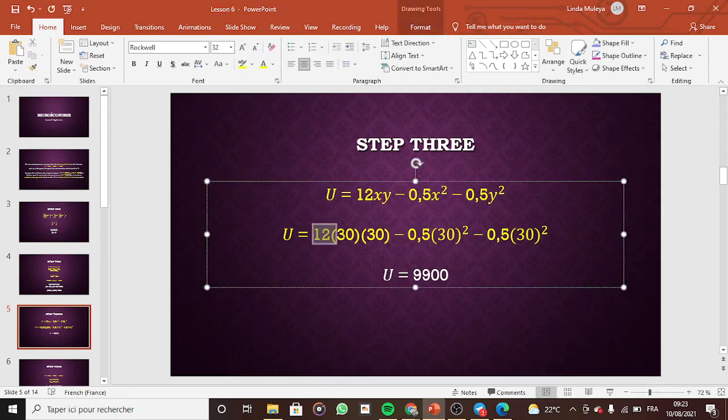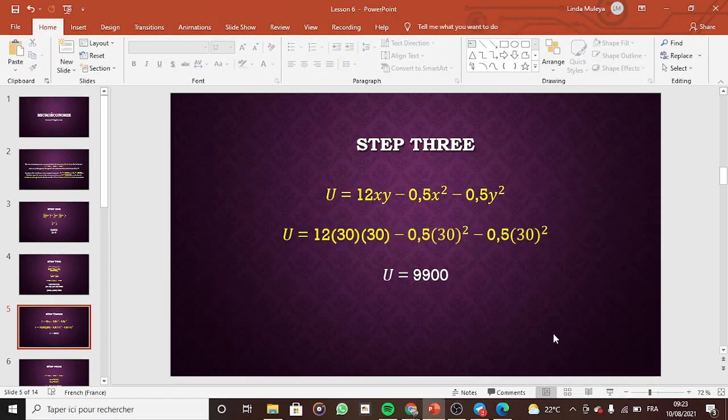and input this formula exactly. That is 12 times 30 times 30 minus 0.5 times 30 squared minus 0.5 times 30 squared. It should give you 9,900. So the peculiar thing about this function, if you don't input it correctly into your calculator, you might get the wrong answer, because the calculator is built to follow BODMAS.